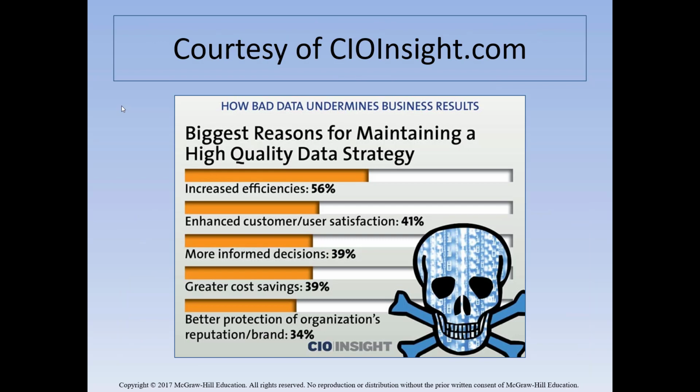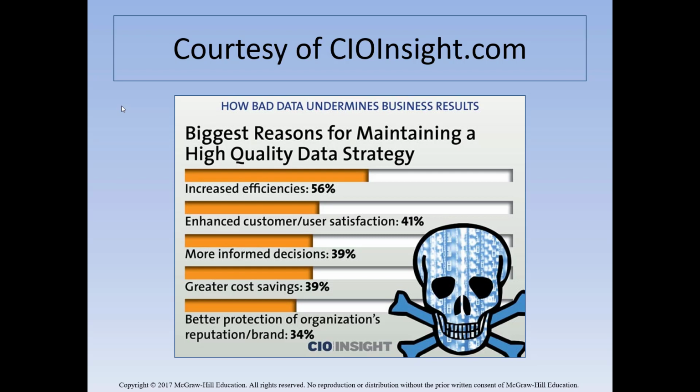I found this, and it was actually from a CIO. If you don't know, a CIO is a Chief Information Officer. They were saying here that these are reasons. This was a survey of leading CIOs, the top people in IT. And this is why we want to maintain a high quality data strategy.